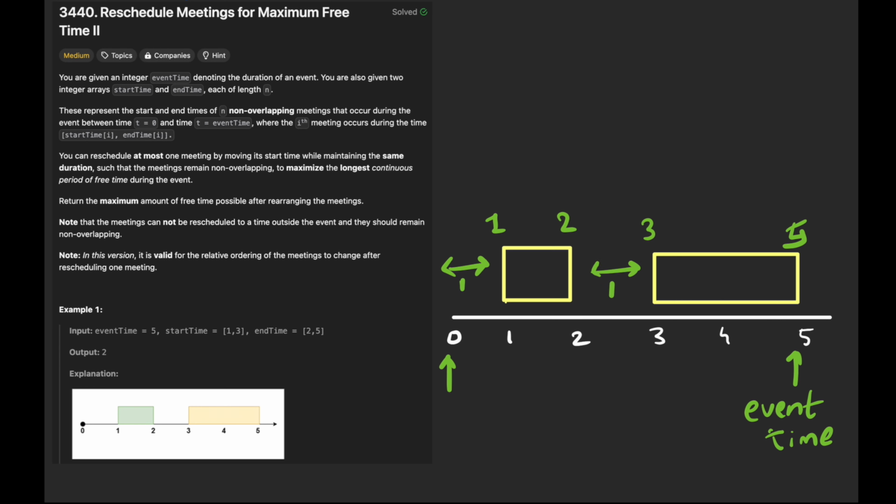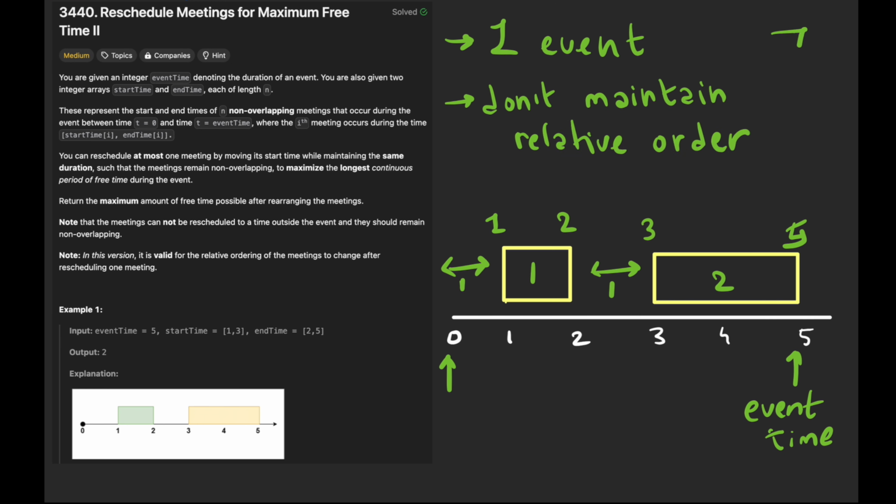Okay, so what are the constraints which are different from the first problem? Here we are allowed to move any event into any other position, let's say any other gap, by putting this event into some other place like this. Also, here we are only allowed to move at most one event. So the constraints here are moving at most one event, and it's okay if we don't maintain relative order. These two constraints are what we will be focusing on for this particular problem.